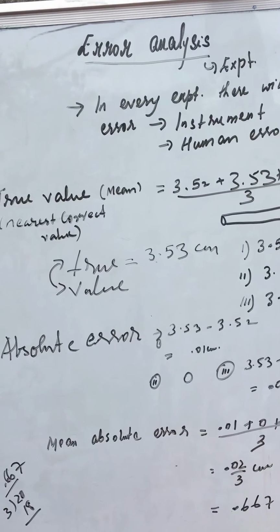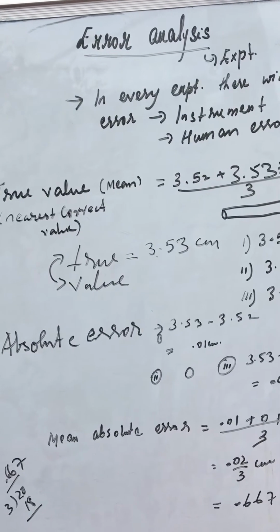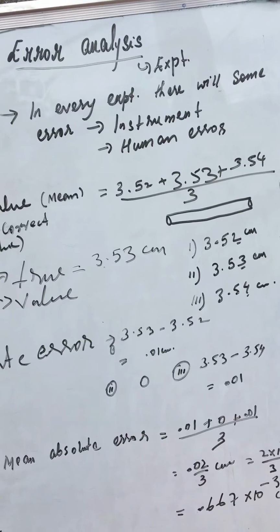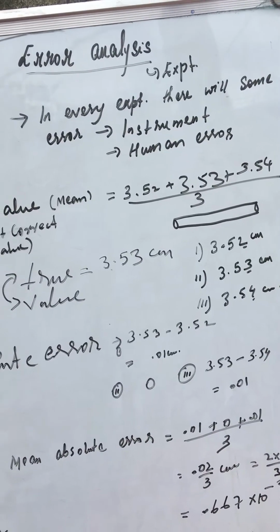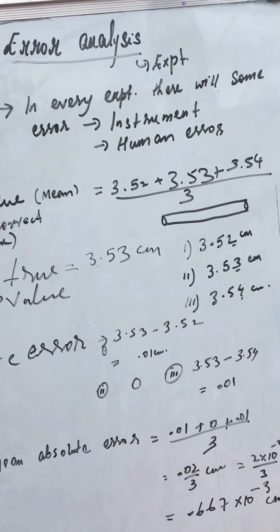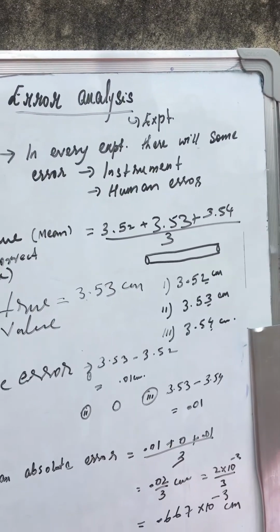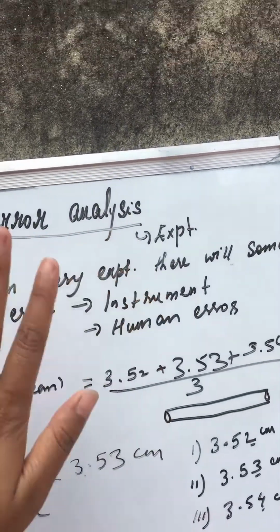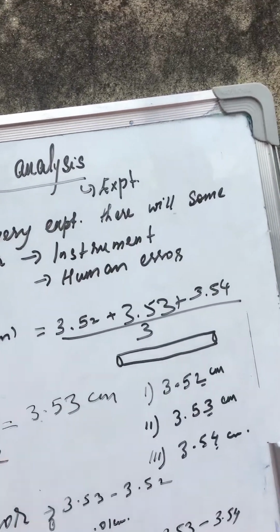The error may be due to the instrument, due to human error, or due to the physical conditions. There are some nomenclatures like gross error and systematic error. We are not going to discuss that, it is out of our interest. So there will be an error.